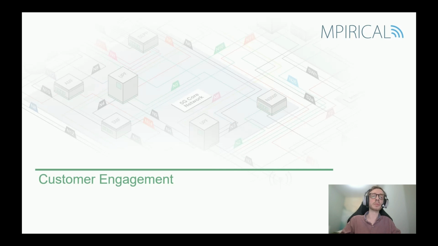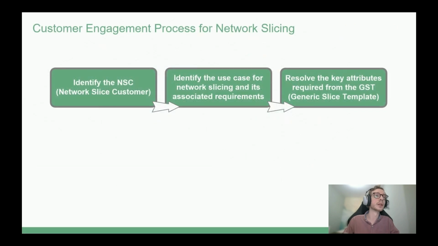But some customers may not actually know that network slices exist. So mobile service providers or network slice providers can actually go to potential network slice customers to identify or to provide them information surrounding what a network slice is, the attributes they can change, and exactly how it would benefit that customer. So in terms of a customer engagement process, we've gone through identifying a potential network slice customer. We can also identify the use cases for this network slice customer and potential associated requirements for that use case.